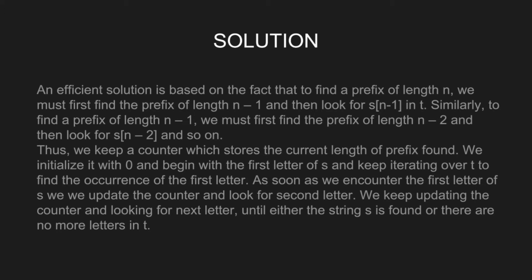We initialize it with 0 and begin with the first letter of s and keep iterating over t to find the occurrence of the first letter. As soon as we encounter the first letter of s, we update the counter and look for the second letter. We keep updating the counter and looking for the next letter until either the string s is found or there are no more letters in t.